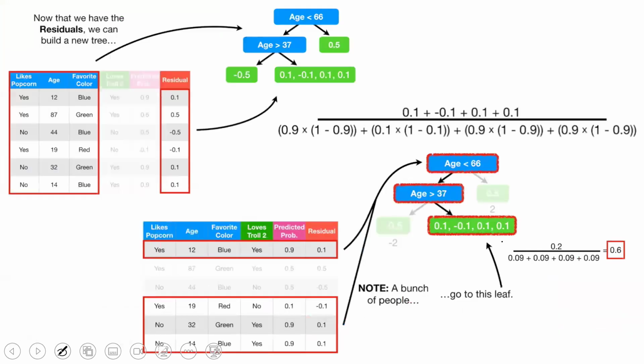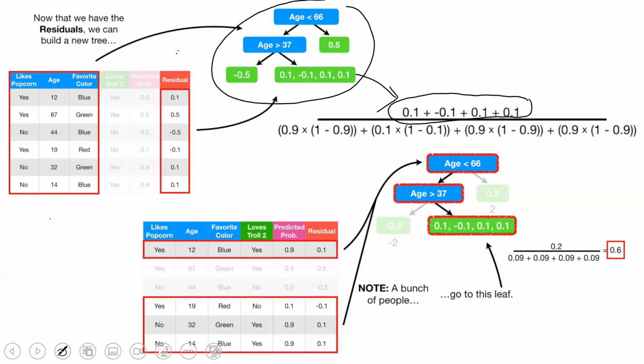We can construct the tree to predict these residuals by using these variables, and now again recalculate the residuals. I mean, these probabilities are scaled, transformed by using the formula, which is summation of the residuals. What is the summation of the residuals? These are the summation of the residuals.